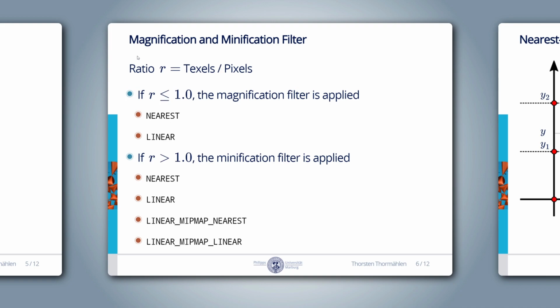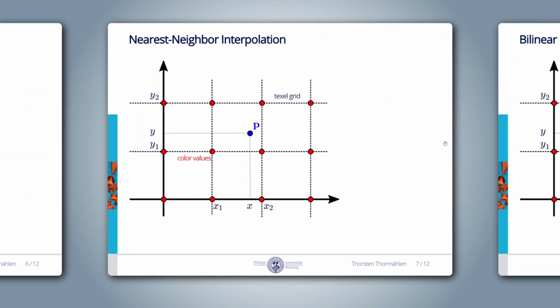Now OpenGL distinguishes between a magnification and a minification filter. Again, R is a ratio of texels to frame buffer pixels. If this ratio is less than or equal to 1, we have more pixels than texels and the magnification filter is applied. If this ratio is larger than 1, we have more texels than pixels and the minification filter is applied. For the magnification filter there are two choices, nearest and linear. Nearest refers to nearest neighbor interpolation.